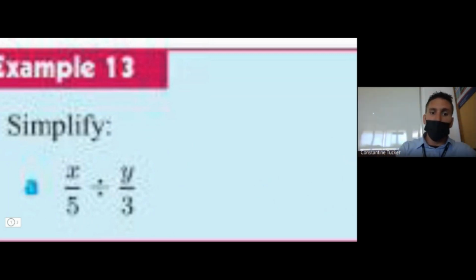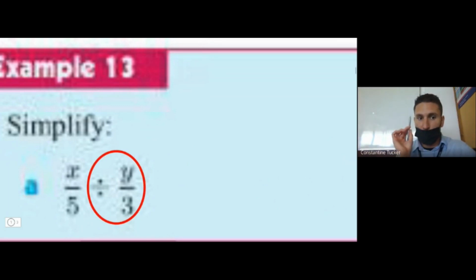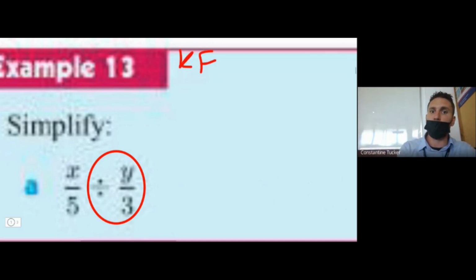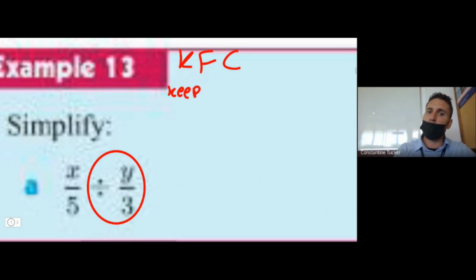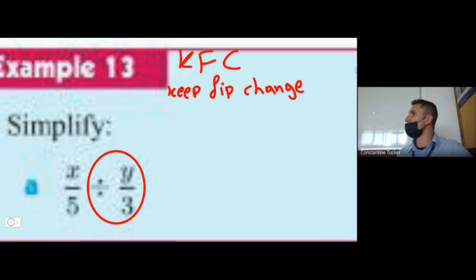Let's see. What does it mean to divide by a fraction? Okay, so here we have x over 5 divided by that second fraction. So we have this little trick. We call it KFC. Does anyone know what that means? Kentucky Fried Chicken? No, that wasn't it. It means keep, flip, change. So it's the Kentucky Fried Chicken of maths, the maths version.